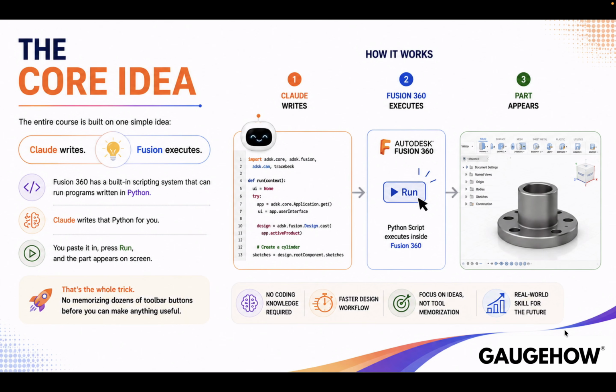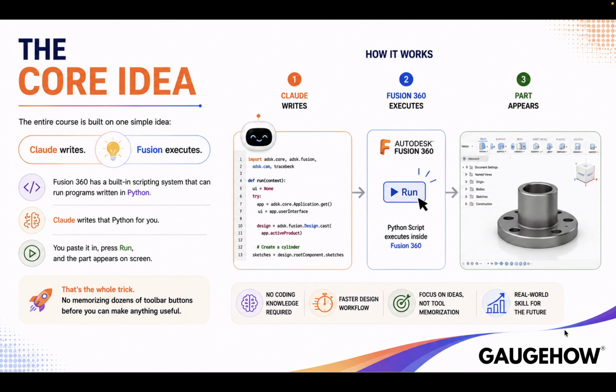Traditionally, if an engineer wanted to automate this process, they would first have to learn Python programming, understand the Fusion 360 API, study the available commands, write hundreds of lines of code, test the program repeatedly, and debug any errors before obtaining the desired model. For many mechanical engineers, this becomes a major obstacle.